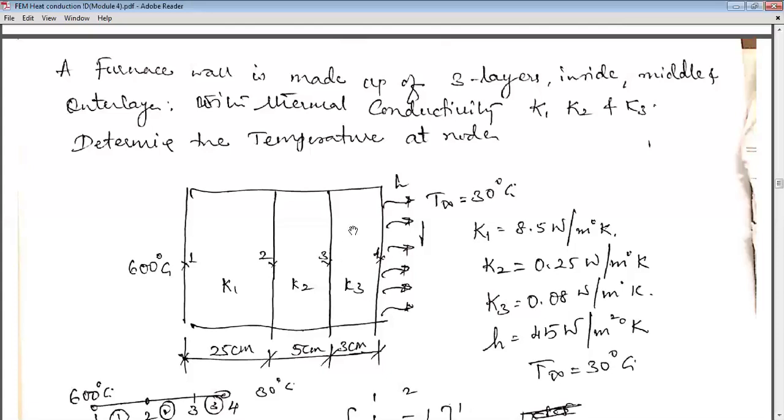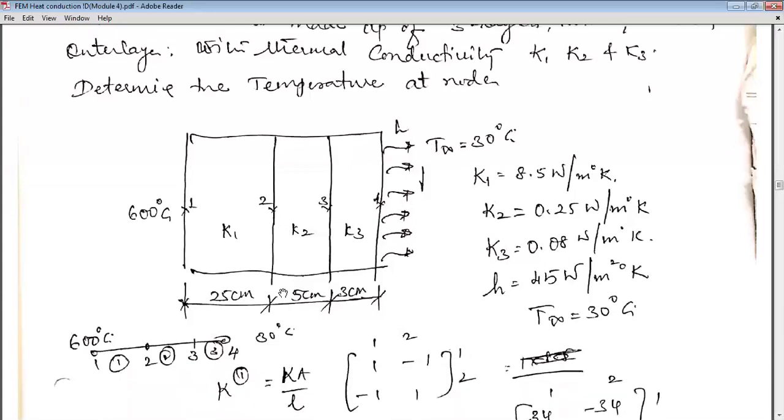applications, composite wall. So be familiar with this. Okay, so h is 45 watts per meter square degree Kelvin, and T infinity is 30 degrees Celsius. So this is all the given data. Now what is the step you want to do when you observe this problem? It's very interesting and easy. Just try to observe here.